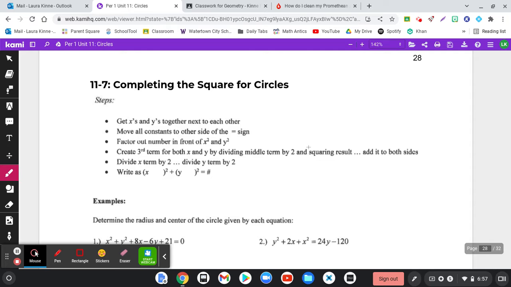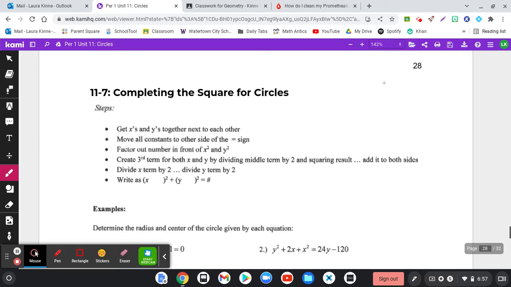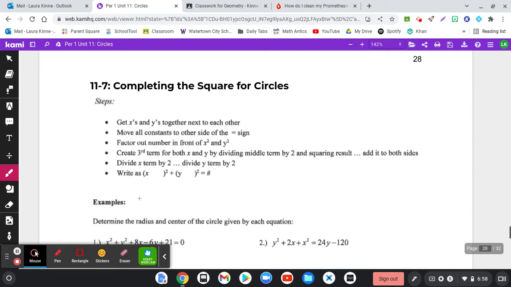It's a little bit more practice with the equation of a circle, but you'll notice that it's not in the standard form. So let's take a look at how we're going to do this. We're starting on page 28 in your packet, completing the square for circles. This is something that you should have learned last year in algebra, but with COVID I know some of the stuff was cut out. So it might seem a little tricky at first, but it's not too bad after you try some.